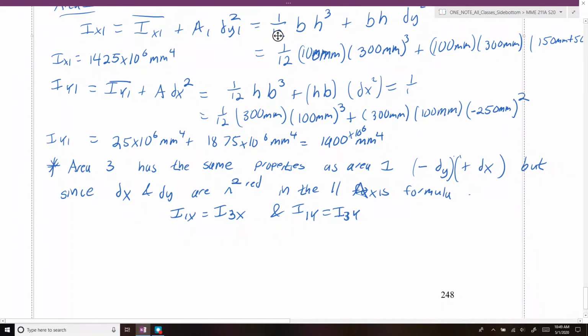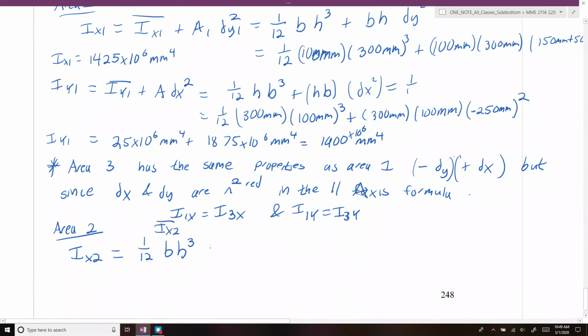So in short, the only thing we need to do now is calculate for area 2. Area 2's moment of inertia about the x-axis is going to be, it's a rectangle again, so it's just equal to 1/12 the base times the height cubed. So this is just Ix2 about the central axis plus the area times dy squared.